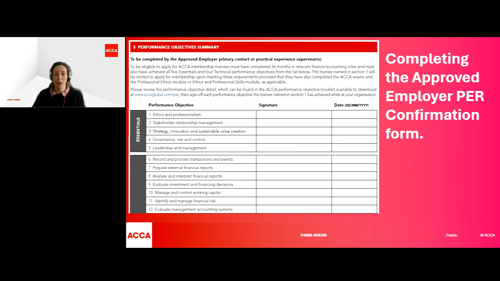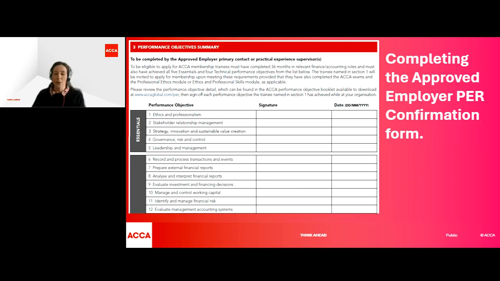Your approved employer primary contact or your practical experience supervisor will complete this form with you. You can see on screen an example of section 3, where the supervisor will confirm which performance objectives you've completed under their supervision. If you had more than one supervisor during your employment, their details can also be added to the form, and each supervisor can sign off the objectives that they supervised. Each individual performance objective must be signed off with either a handwritten signature or a digital signature.